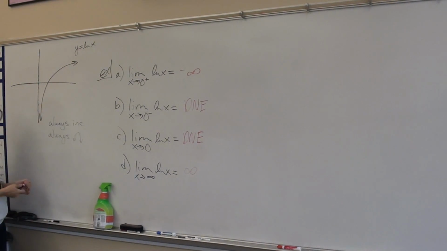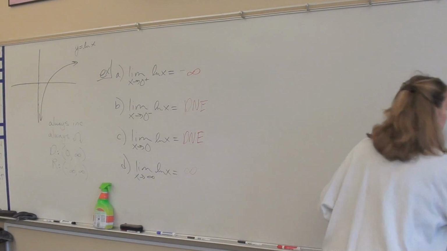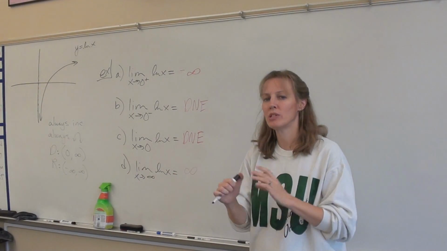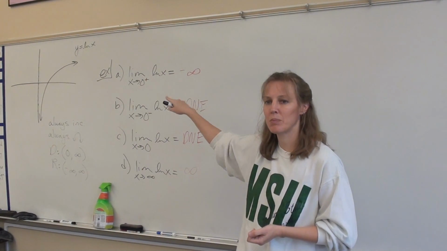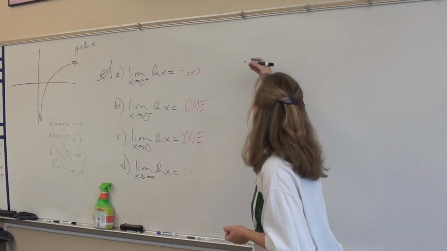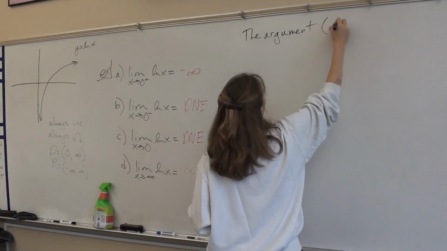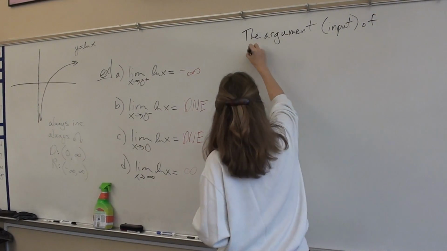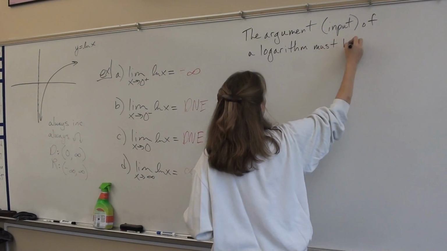Can anyone tell me the domain of this function from this graph? 0 to infinity. How about the range? Negative infinity to infinity. All right, so I was trying to explain to you earlier that the argument of a logarithm has to always be positive. If you look at the graph, your x is your input. The input of the log function has to be positive, or the log just goes undefined. So the input, the argument, which is just another way of saying the input of a logarithm, must be positive.